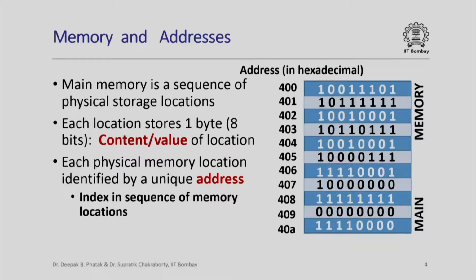This is like an index of that memory location in the entire sequence of memory locations. So typically when we deal with addresses and when we print them out in C++, addresses are printed out in the hexadecimal notation. So therefore in this lecture we are going to look at addresses in the hexadecimal notation. So for example, this is an address in hexadecimal notation. This is the address of this memory location, and at this memory location the content or value is 11110000. So 40A is the address in hexadecimal of this memory location, and 11110000 is the content or value of this memory location.